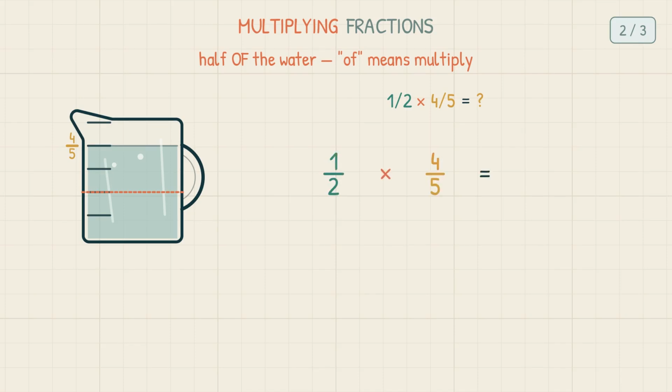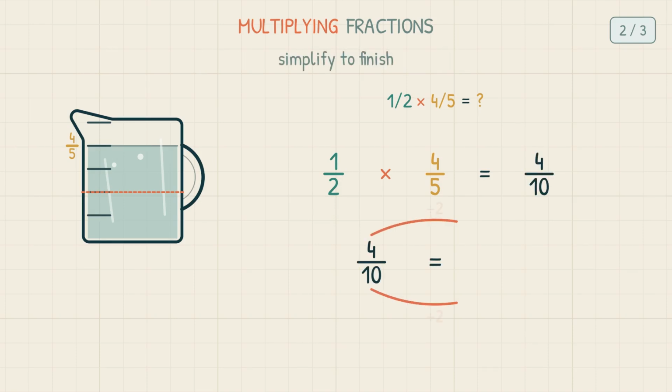Tops. 1 times 4 is 4. Bottoms. 2 times 5 is 10. 4/10. 4/10 simplifies. Divide the top and the bottom by 2. 2/5. And there it is on the jug. The water comes down to the 2/5 mark. You need 2/5 of a jug of water.